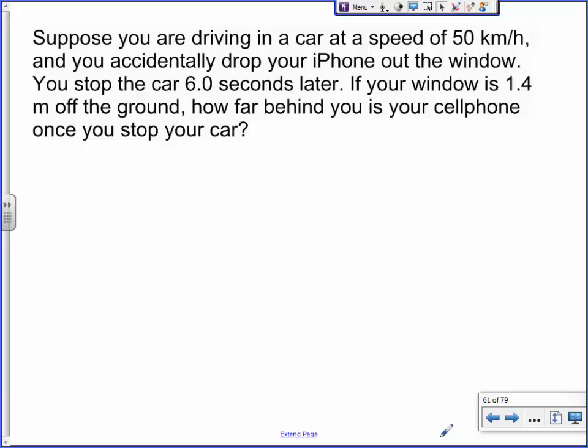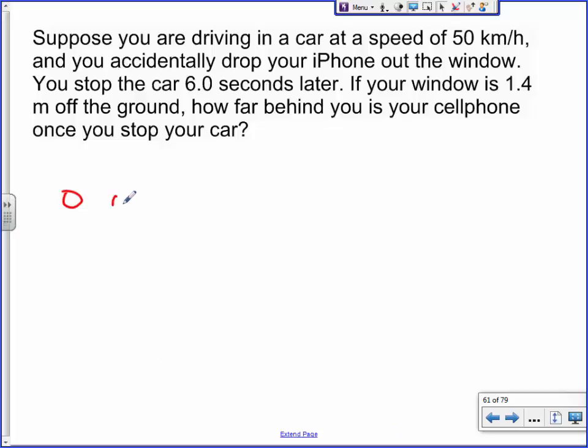I'm driving. I drop my cell phone. I realize I dropped my cell phone. Now, the moment I drop my cell phone, don't forget the cell phone is still coming with me as it hits the ground. Does that make sense? So the cell phone did not instantly land on the ground. It actually came forward with me. Does that make sense? So maybe I'll try to draw a picture of this as well.